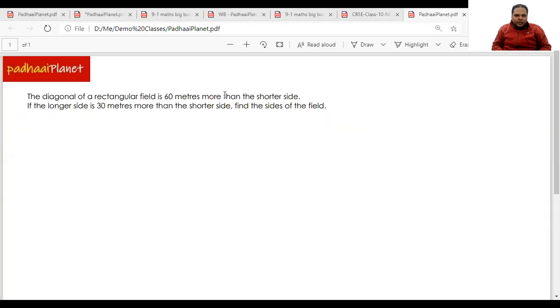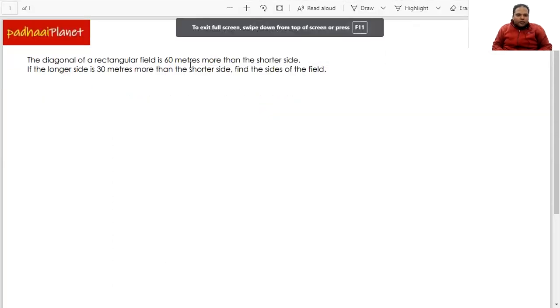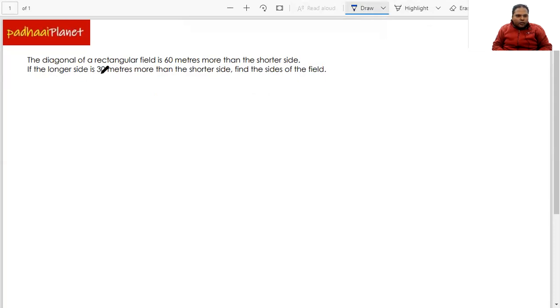Now, let me share my screen so that we can start the question. The question says that the diagonal of a rectangular field is 60 meters more than the shorter side, and if the longer side is 30 meters more than the shorter side, find the sides of the field.